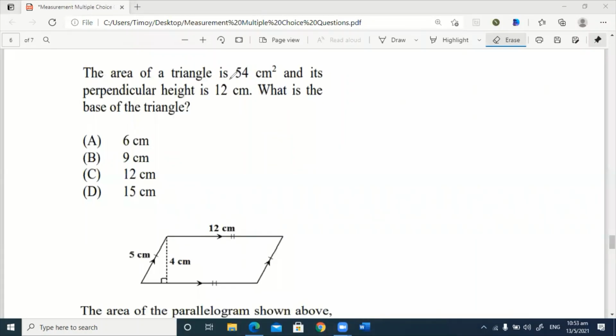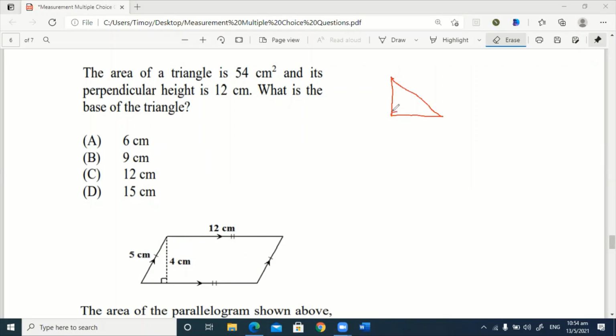The area of a triangle is 54 squared centimeter and its perpendicular height is 12 centimeter. What is the base? So let's make a quick sketch of this. We know that we have a triangle, right? Let's say the triangle is a right angle triangle. They didn't tell us that, but we're just making a sketch to represent.